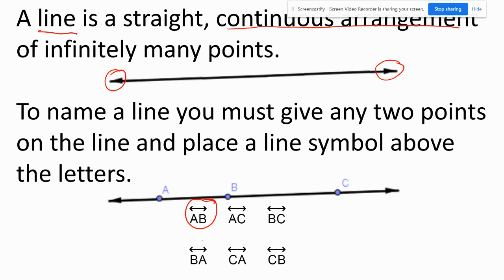Then I also label this line BA. Notice I'm using the same two letters. Remember, my thing was any 2 points on the line. I never talked about any order, at least when it comes to lines. You could also call it line AC, line CA, line BC, line CB. I came up with 6 names, and that is the same line. Any 2 points on the line, and on top of it, make sure you guys draw the line symbol above the letters.